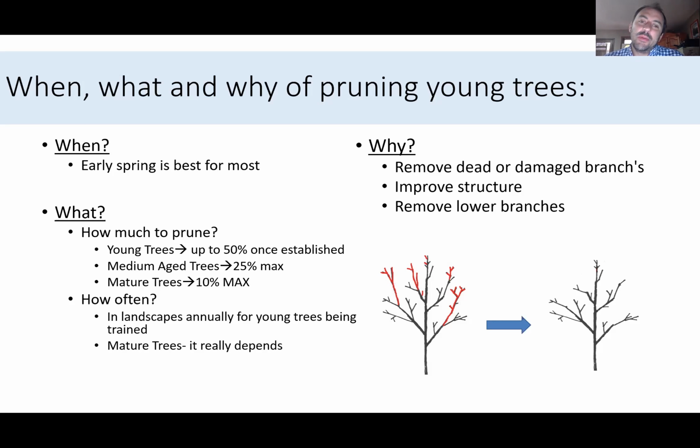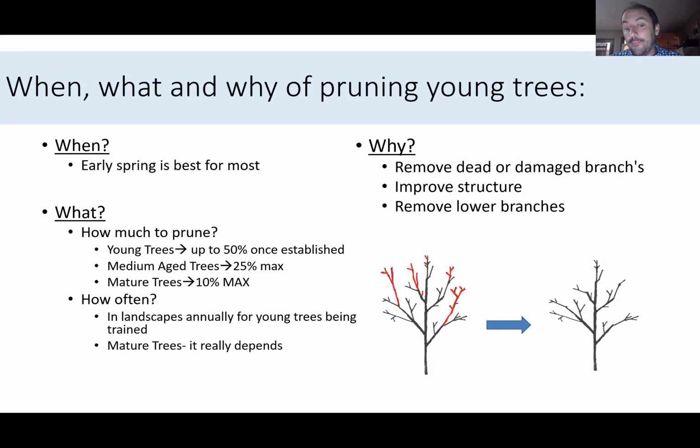So for young trees, this would be pretty much annually. For mature trees, it would really depend on the health of the tree and its issues. If it's a mature tree that has no issues, has good structure, not a lot of dead wood, it probably doesn't need to be pruned very often at all.